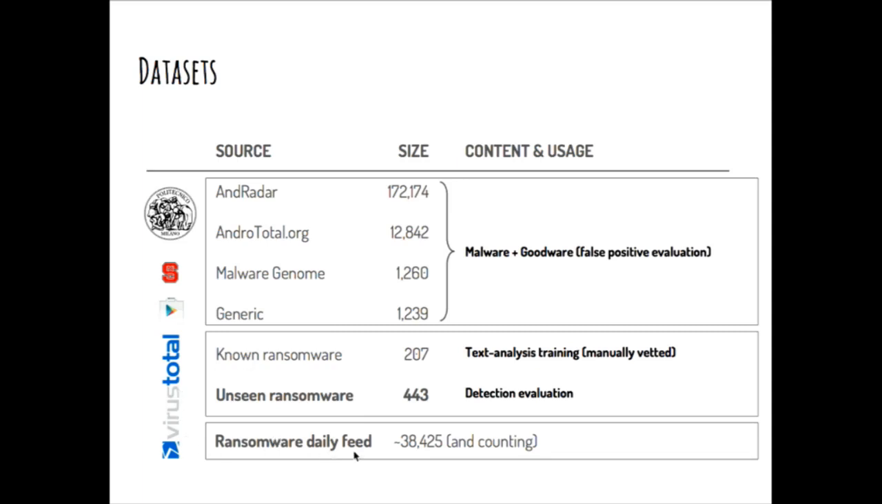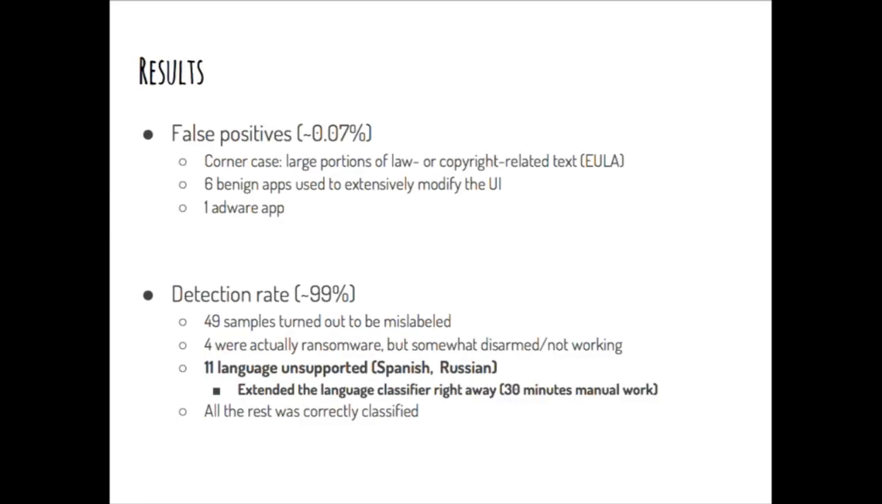And then we have a continuously running experiment of which we don't have any ground truth. That is, we take the daily feed of the top 100, probably top 500 samples from VirusTotal, querying for key family names. And so far we have analyzed something like tens of thousands of samples. The results are pretty satisfactory. I'm very happy with the false positives.